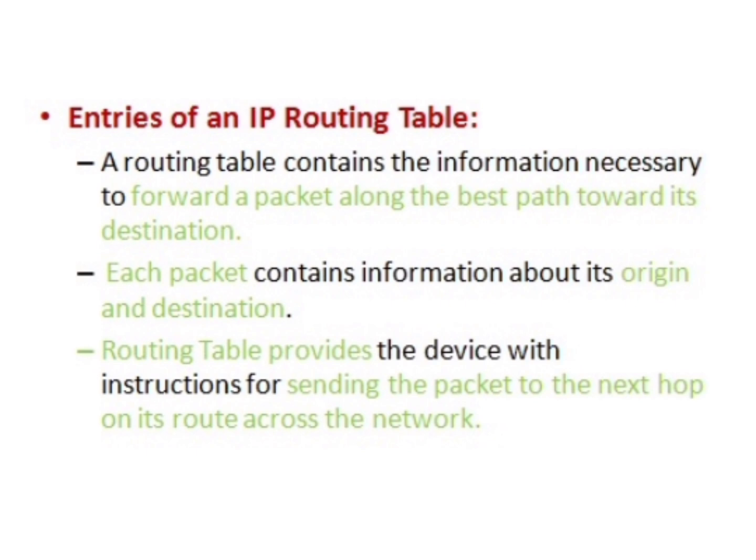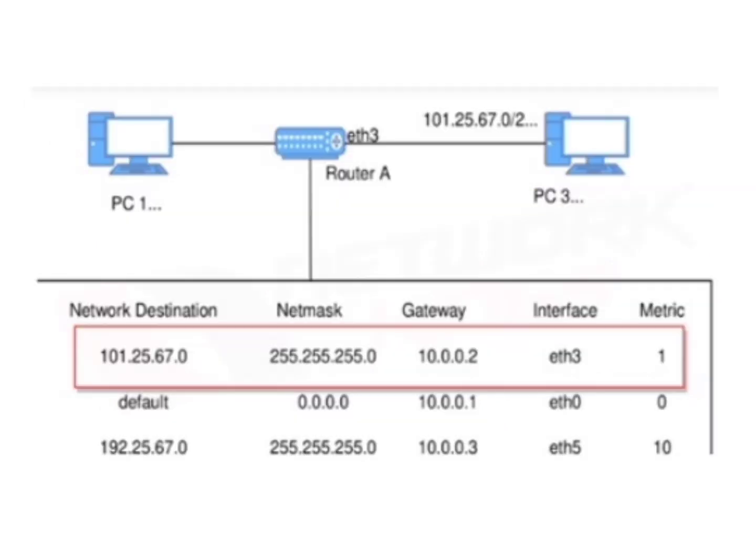This routing table can provide the device with the instructions for sending the packets to the next hop on its route across the network. This is one diagrammatic view of the details present in the routing table. First one is the network destination, and next are the net mask, gateway, interface and the metrics.